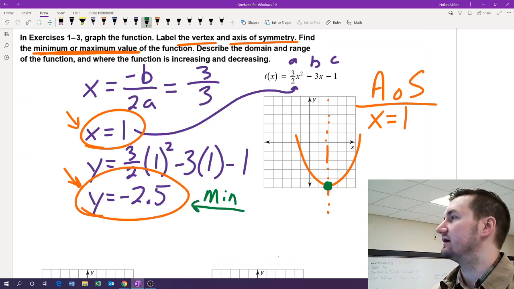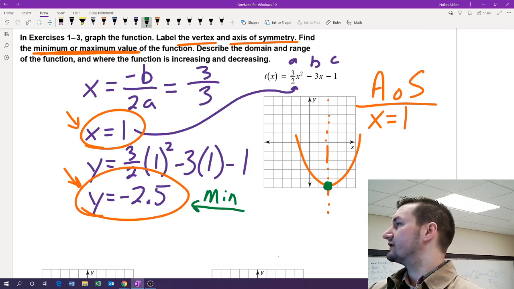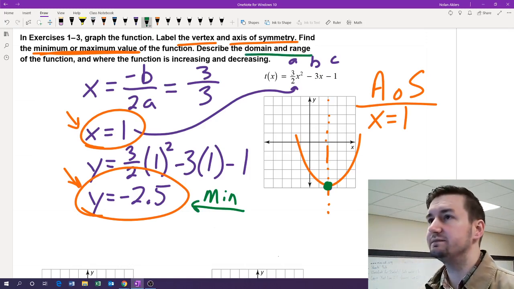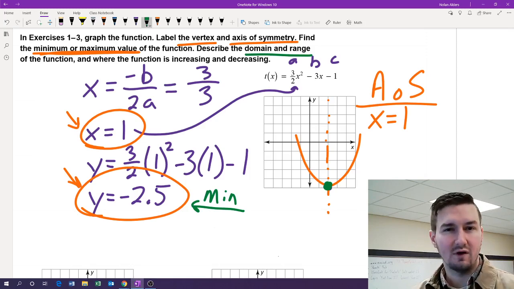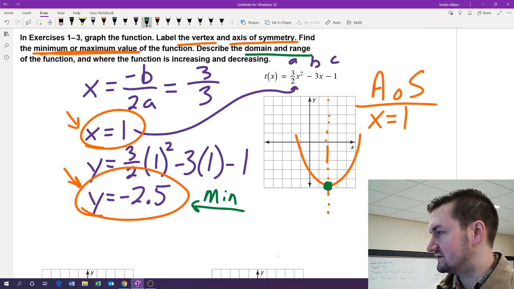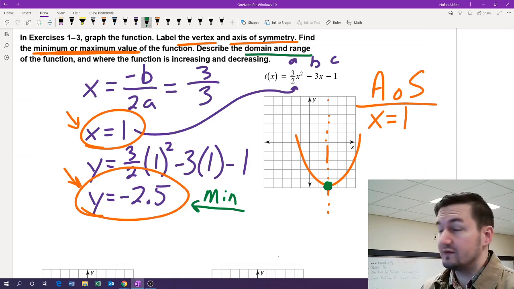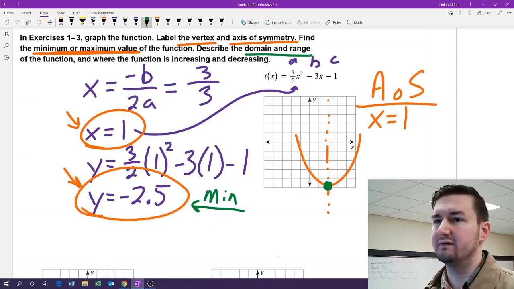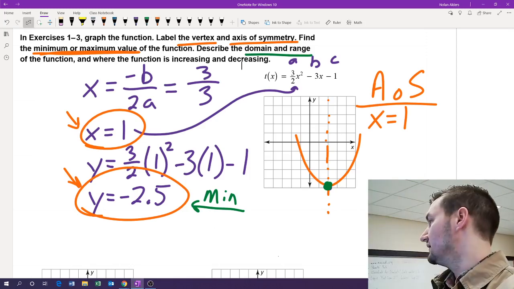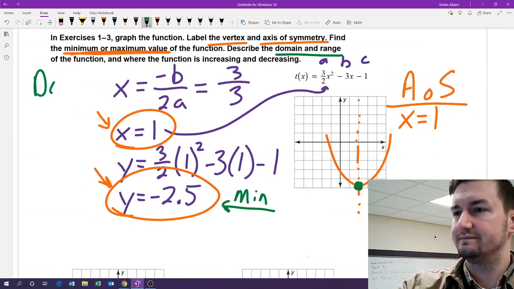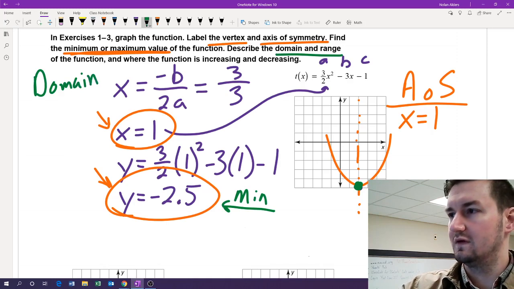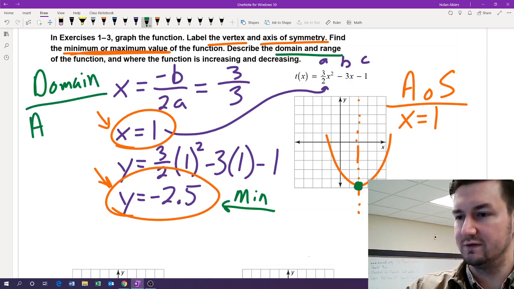All right. It also says to describe the domain and range of our function. The domain for all of our quadratic functions, for all of our parabolas, is always going to be all real numbers. Let me see if I can make a little more space here. So our domain is just always going to be all real numbers.